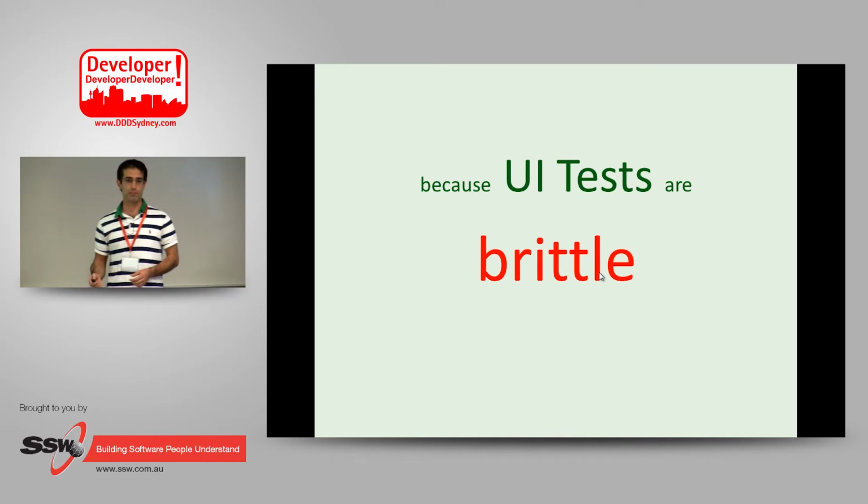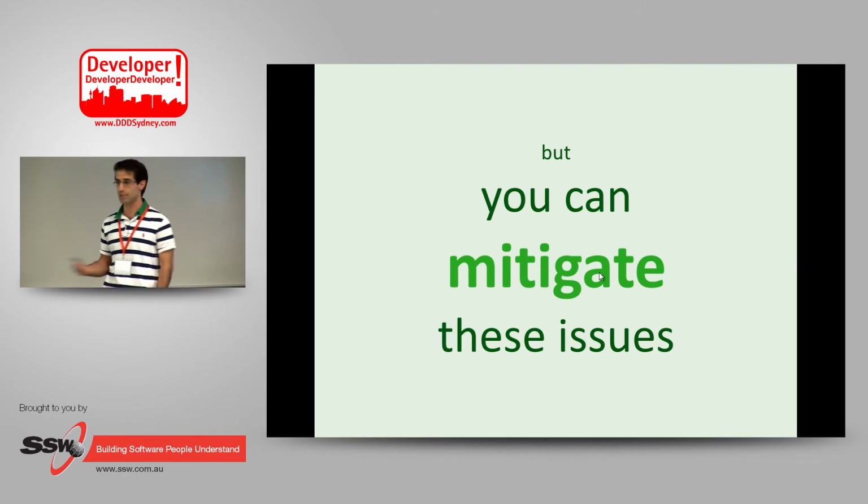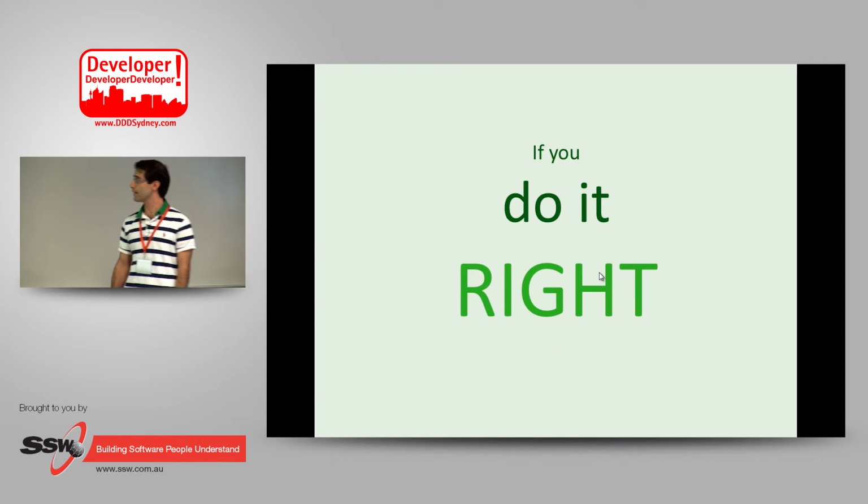And they're also very brittle because UI testing relies on the UI, and UI is the thing that changes the most in a lot of applications. So you've got a very high likelihood of breaking something because the UI has changed, because it's changing constantly. You can't get rid of these issues, but you can definitely mitigate these issues and make it much more maintainable. And that's what we're going to talk about today.